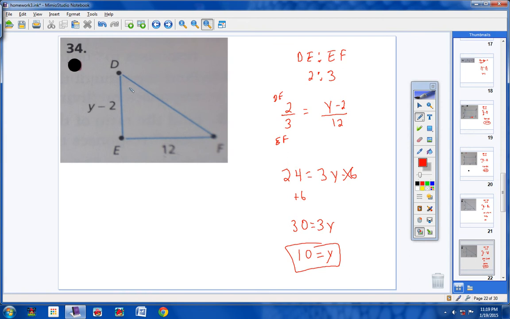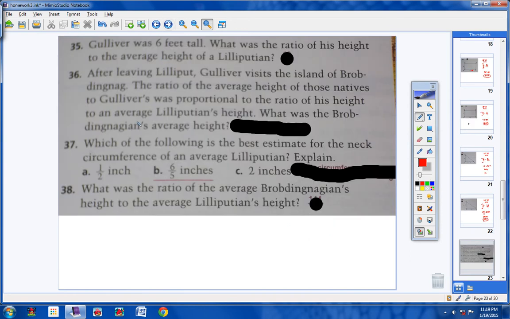Okay, moving on to numbers 35 through 38. Now please watch these very carefully. These can be pretty confusing problems. Now, number 35, Gulliver was 6 feet tall. What was the ratio of his height to the average height of the Lilliputians, okay? Anyways, now be very careful if you look in the directions above number 35. You will see the average height. The average height of the Lilliput people is 6 inches, okay?